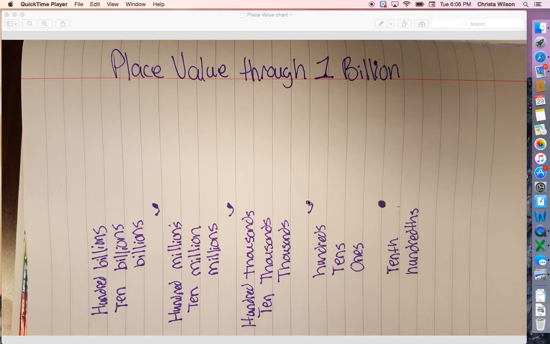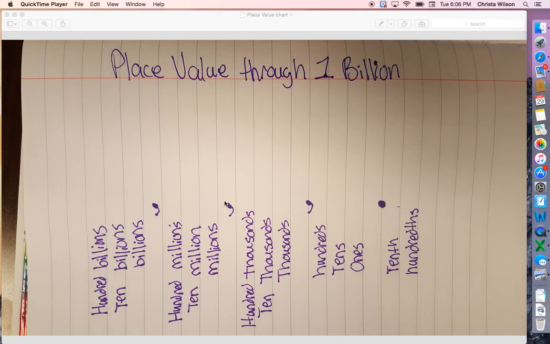Our next period is the thousands. So immediately to the left of the hundreds is going to be thousands. Next to that will be 10,000s, again growing by 10. 100,000s would be the next one. So this is our thousands period, okay? Then we put our comma.